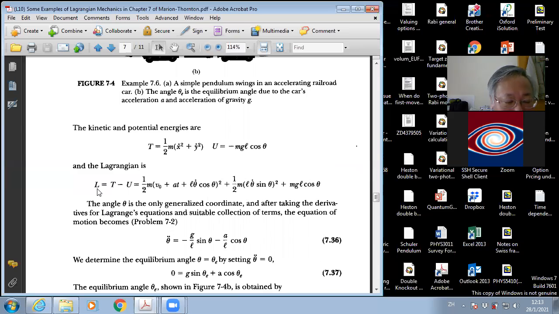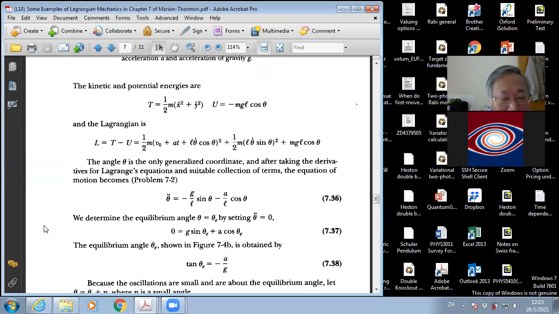Round L round theta will give you these two terms on the right hand side. Round L round theta dot, and then differentiating this result with respect to t, will give you theta double dot on the left hand side.